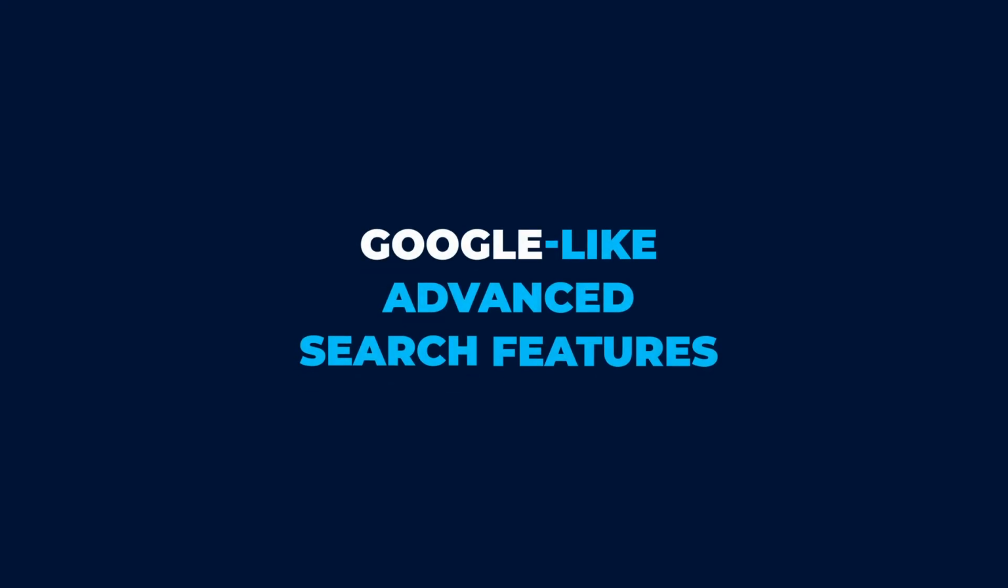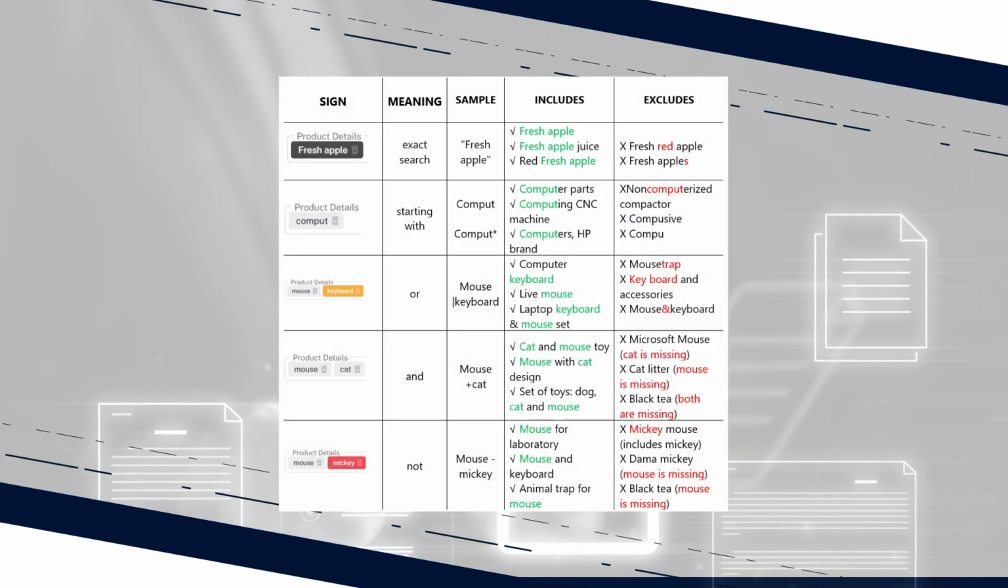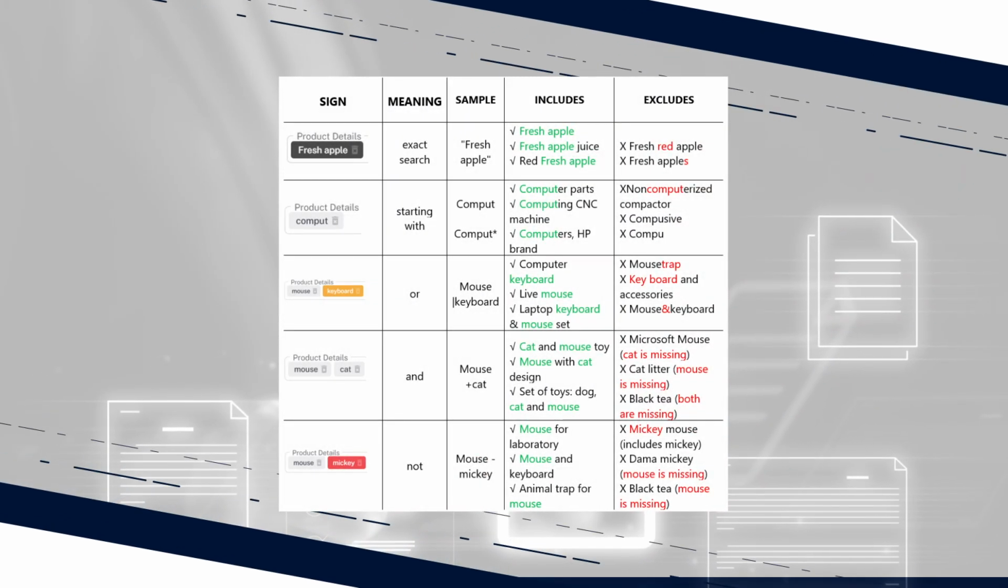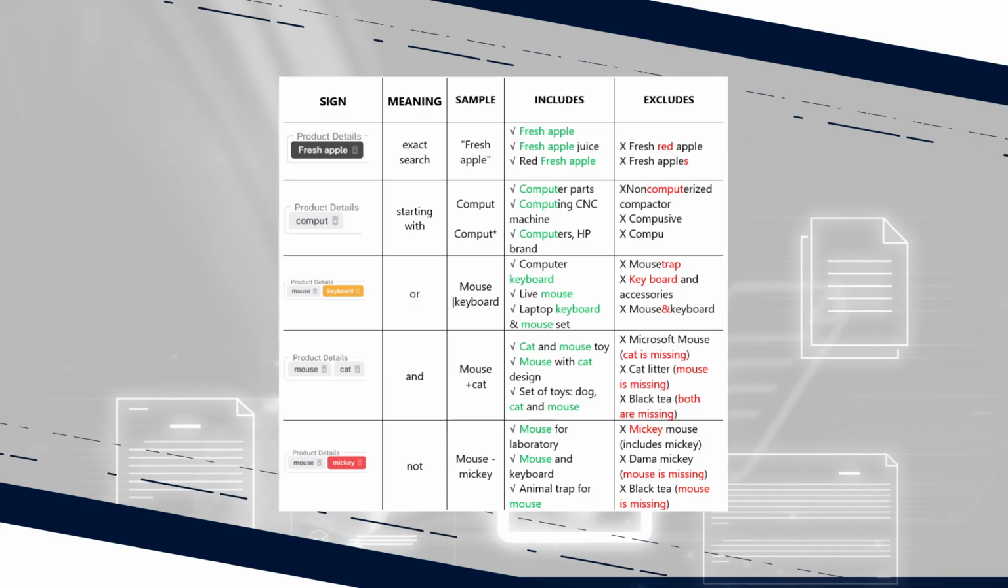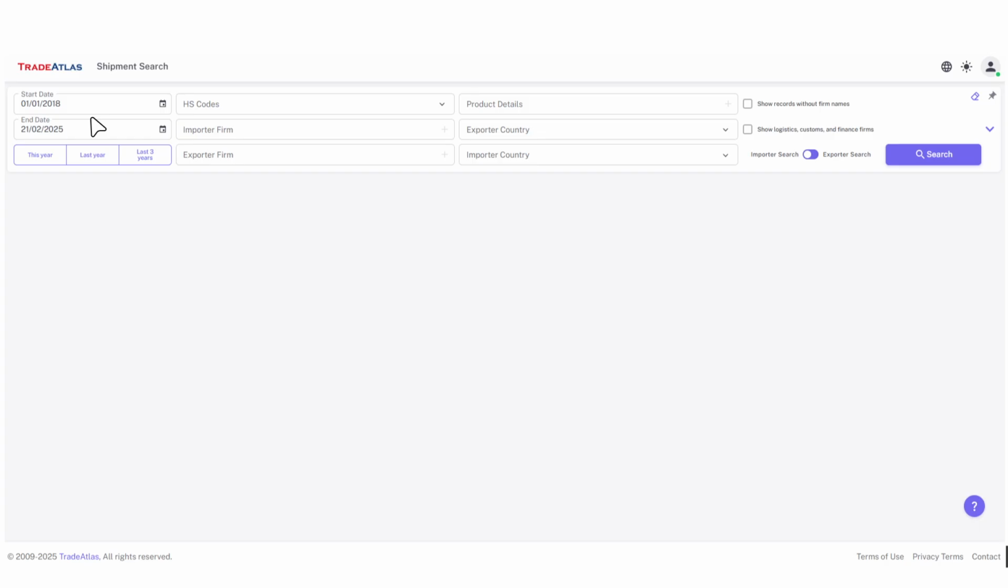You can also use Google-like search features when searching product, company name, and brand name fields in Tradeatlas. Thanks to this feature, you can find exactly what you want to search for, exclude the parts you do not need, and reach results for multiple HS codes, products, and companies with a single search. Let's examine search types and signs with an example and what they do. Shipments you are looking for.